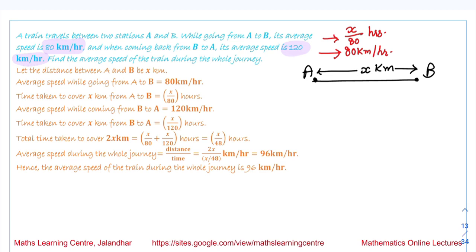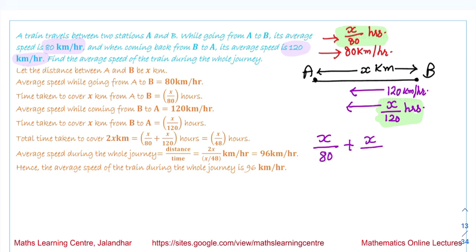Next, when the train is coming from B to A, its speed is 120 km per hour. So the time taken by the train for moving from B to A is x by 120 hours. So the total time taken by the train is x by 80 plus x by 120 hours.